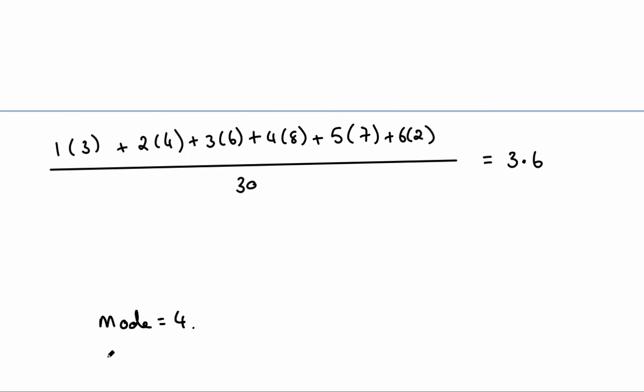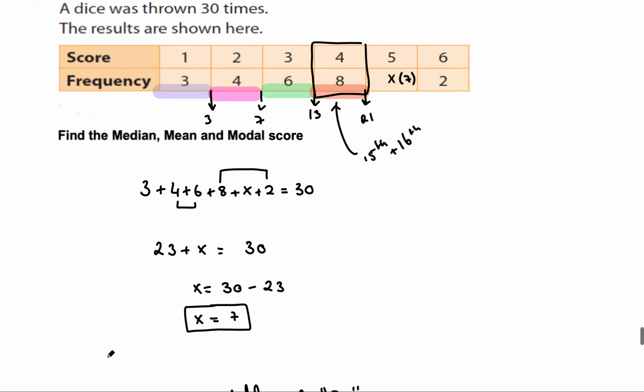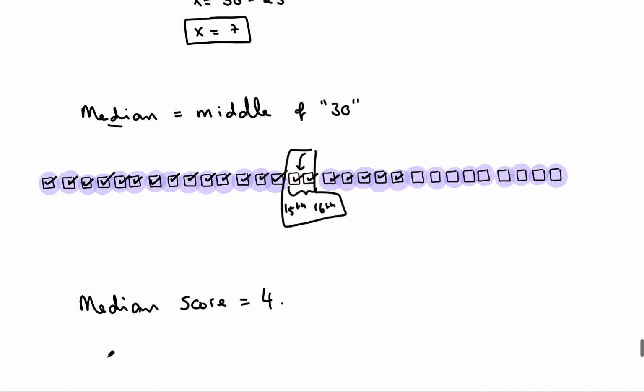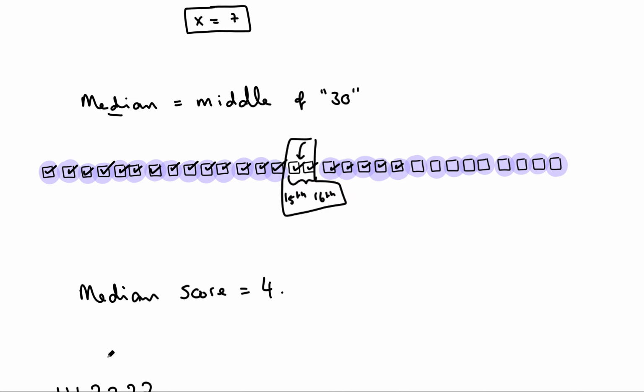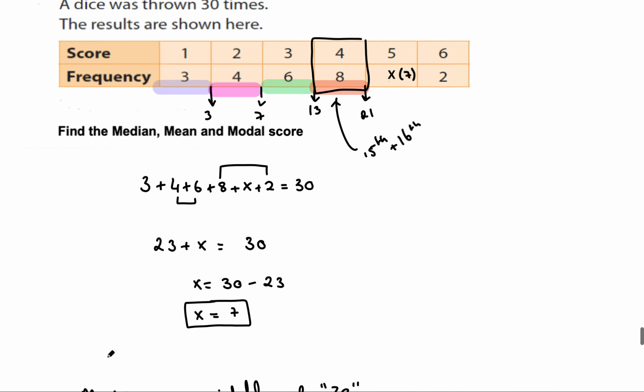So that's 3 different calculations that you could be asked to do from a frequency table. If you're stuck, draw a sketch for yourself to map it out like I did down here with the median. That is a bit tricky, but with practice and with the problem solving skills on the day, you should get it.